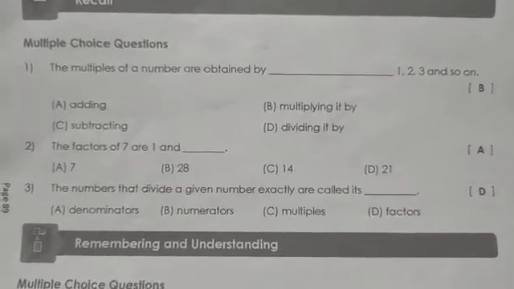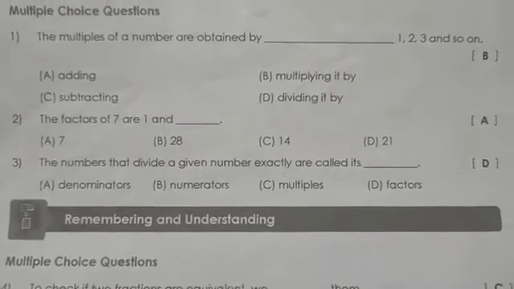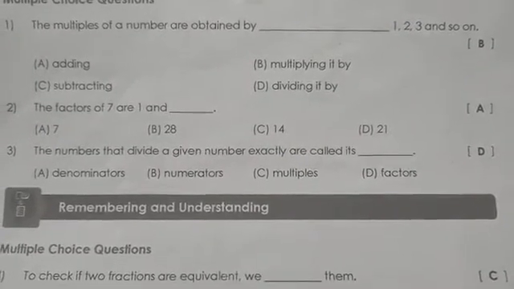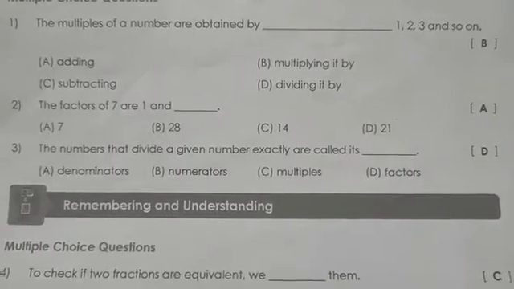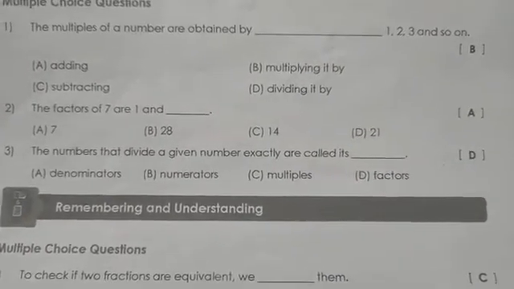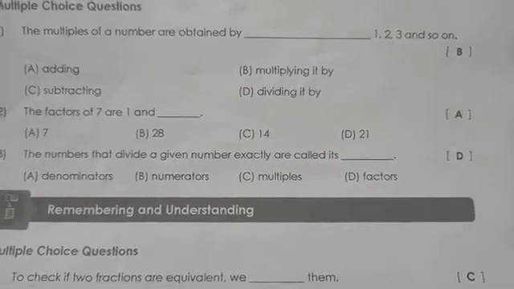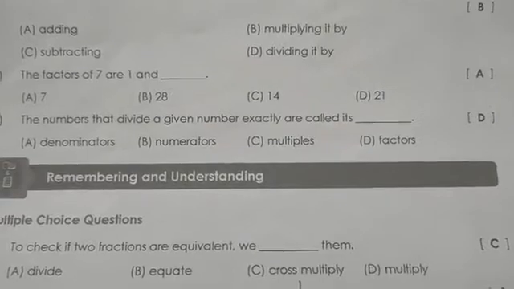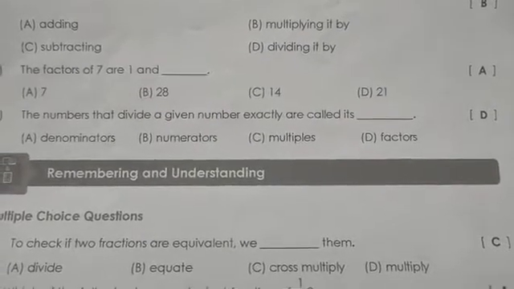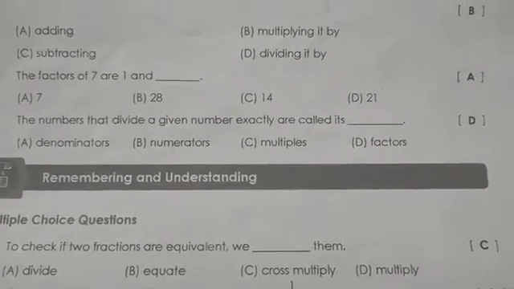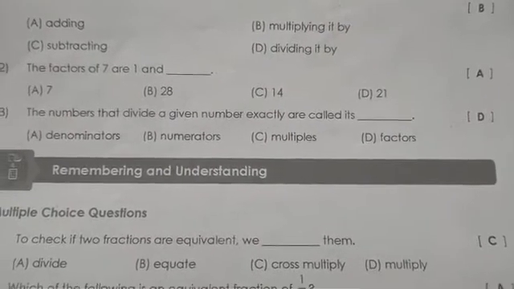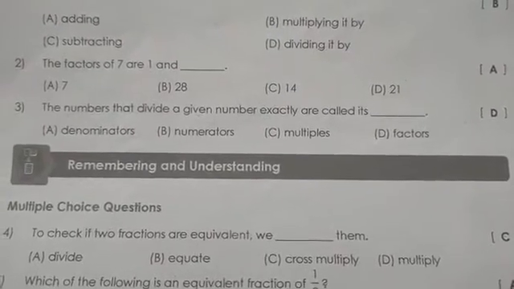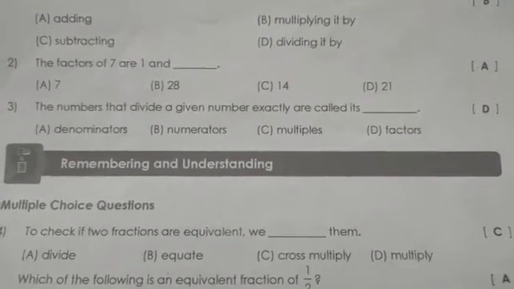Next, second one. The factors of 7 and 1 are. So we know that factors of 7 are 1 and itself. 1 is given. That's why itself means what? 7 only. So answer is what? A. Third one. The numbers that divide a given number exactly are called its dash. So answer is what? Factors. Okay, the numbers that divide a given number exactly are called its factors.